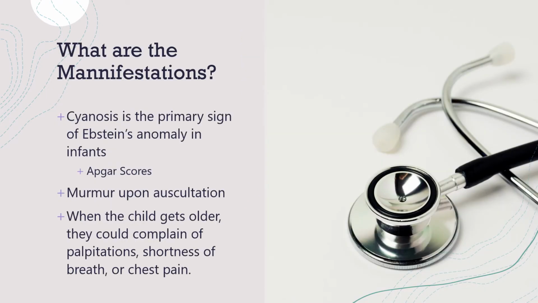What are the manifestations of Ebstein's Anomaly? Usually in infants, cyanosis is the primary sign. Their APGAR scores don't really improve with time out of the womb. They also have a murmur upon auscultation, and when the child gets older, they could complain of palpitations, shortness of breath, or chest pain. They can also have some signs and symptoms of CHF, and a lot of kids, when they're running on the playground, will have some dyspnea with exertion.